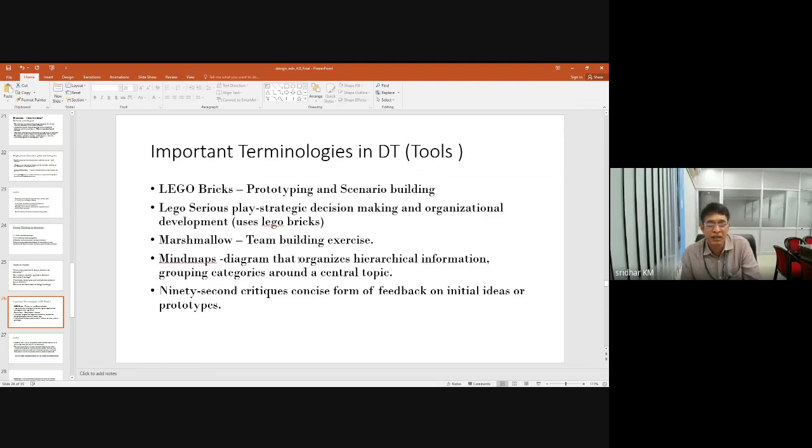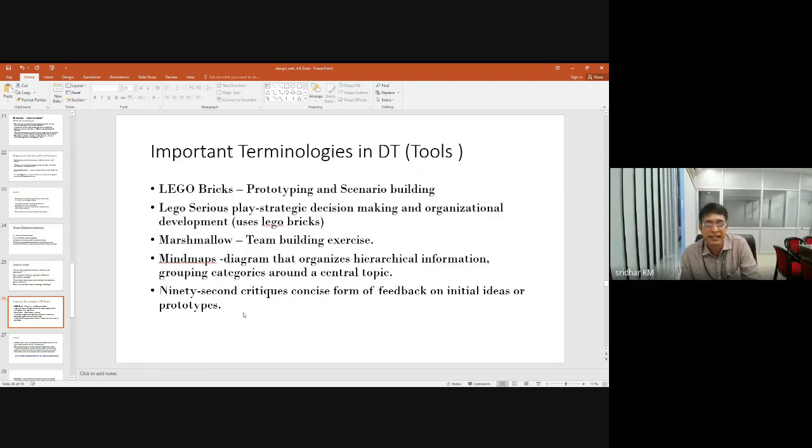Mind maps are diagrams that organize hierarchical information, grouping categories around a central topic. Because we are arriving at a central topic, we can do mind maps. Mind maps help bring the ideas coherently around the central theme. So this will be useful to refine the ideas.